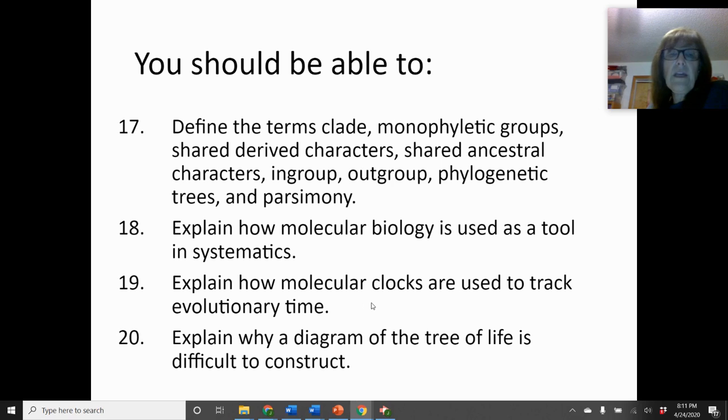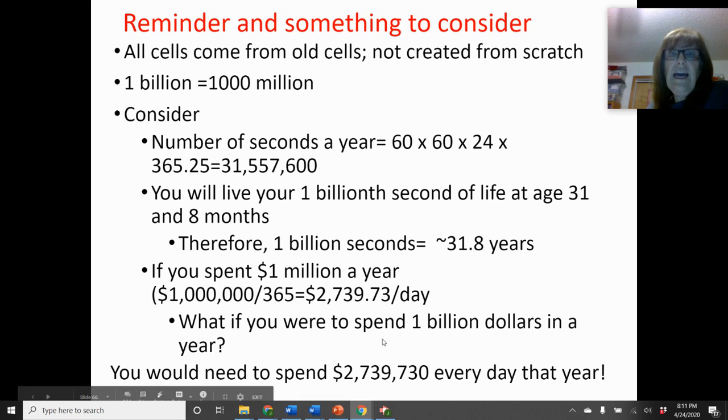You should explain how molecular clocks are used to track evolutionary time, and why a diagram of a tree of life is difficult to construct. And then a reminder just to consider all cells come from old cells. These cells are not created from scratch.